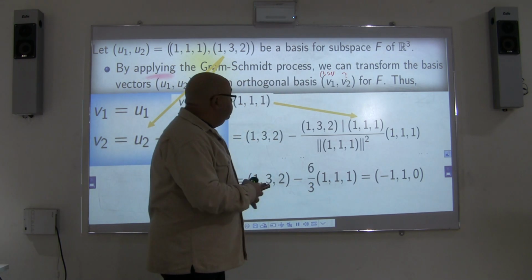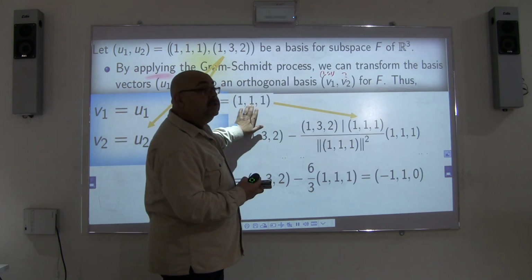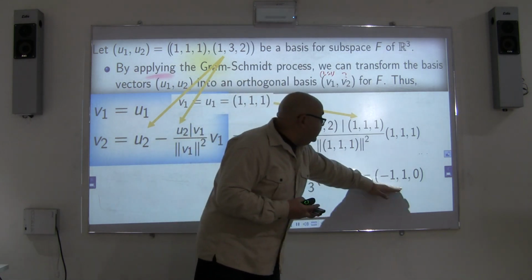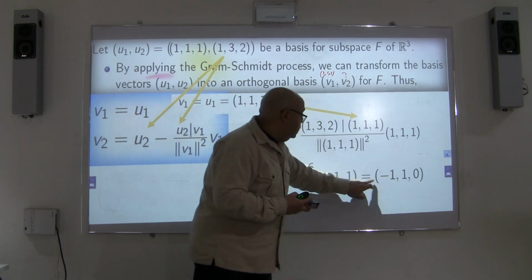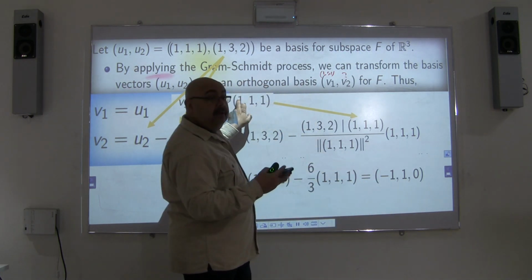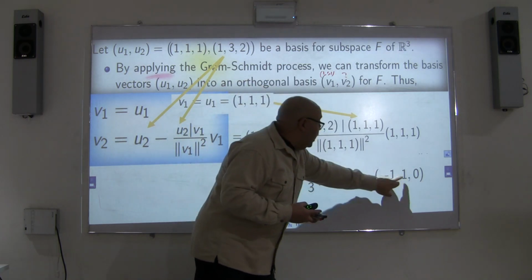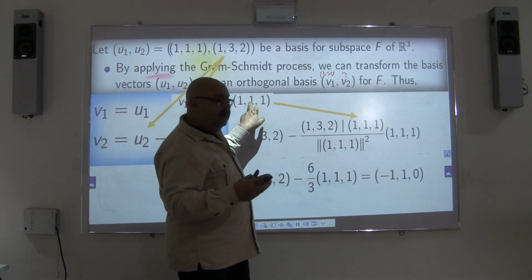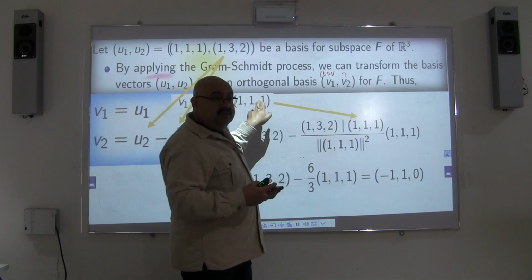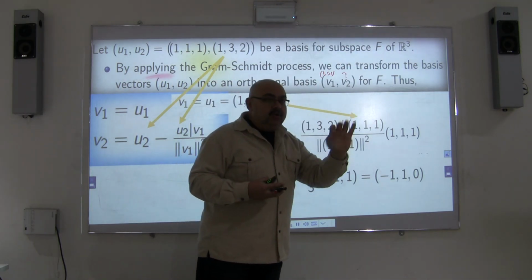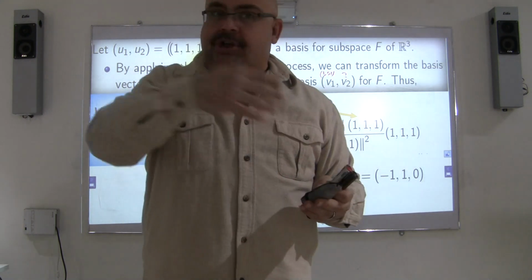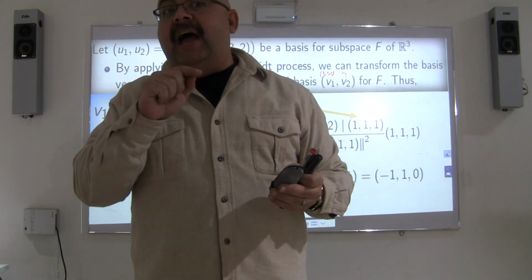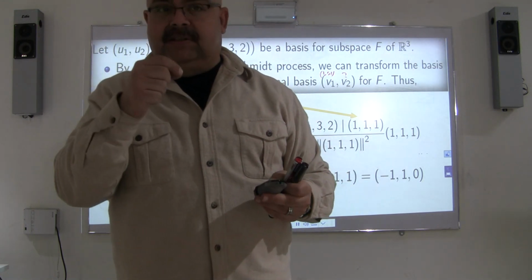Make the subtraction. This is the new vector. Okay, stop. This vector is V1 and that vector is V2. Are they orthogonal? Negative 1 times 1 is negative 1. 1 times 1 is positive 1. 0 times 1 is 0. The sum is 0. So I began with F with a general basis. Now I have an orthogonal basis.